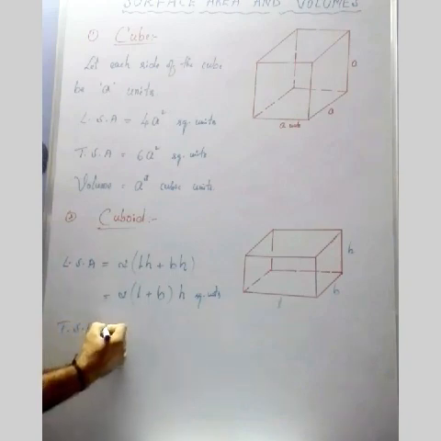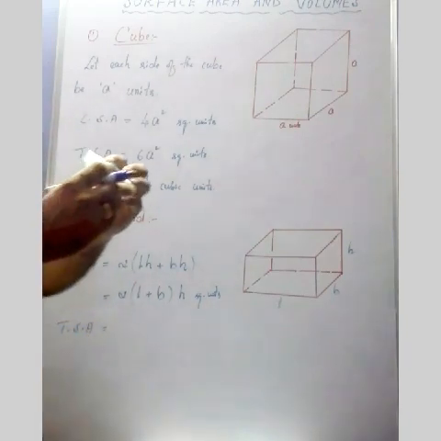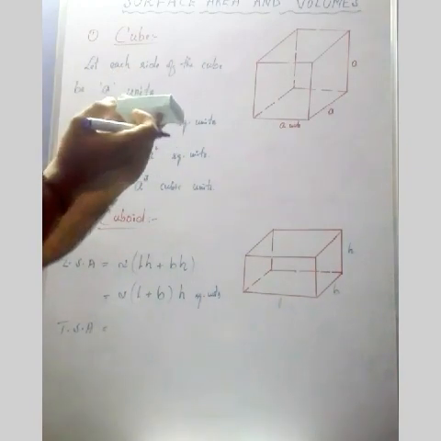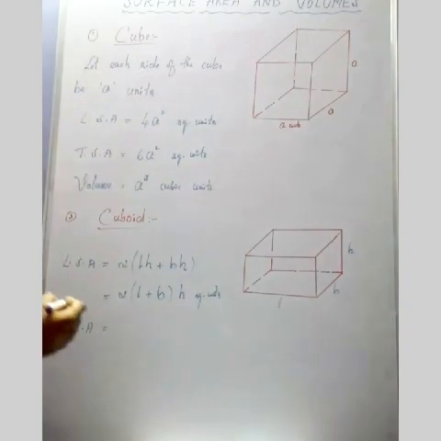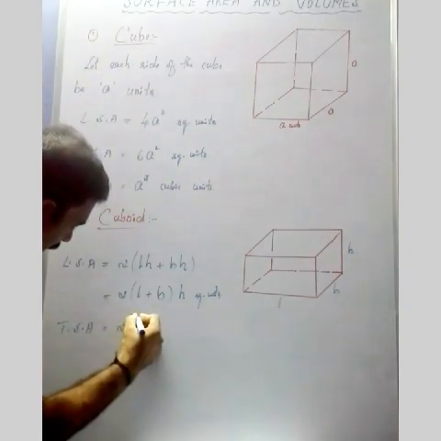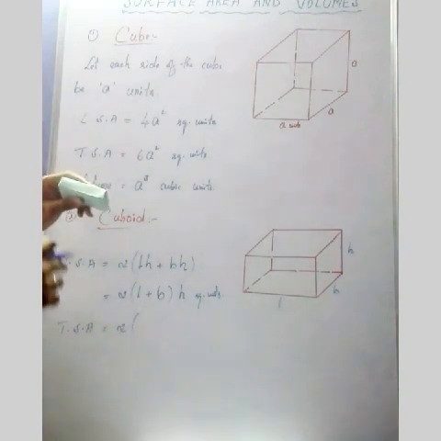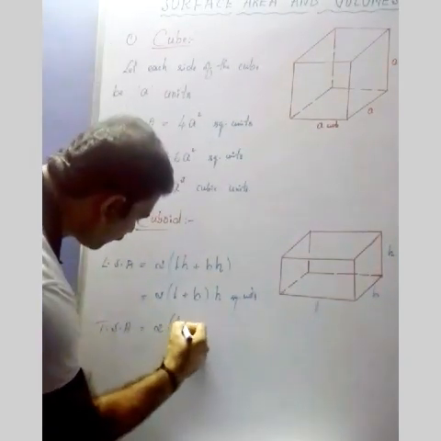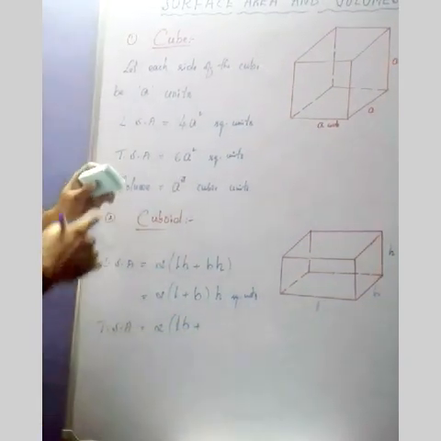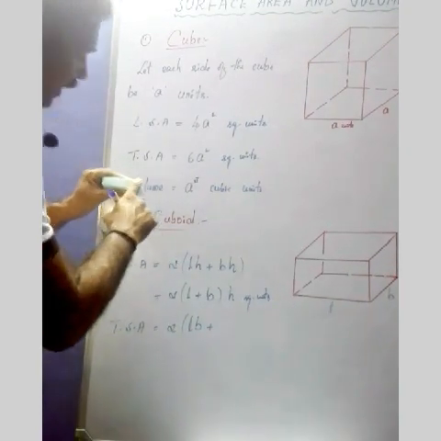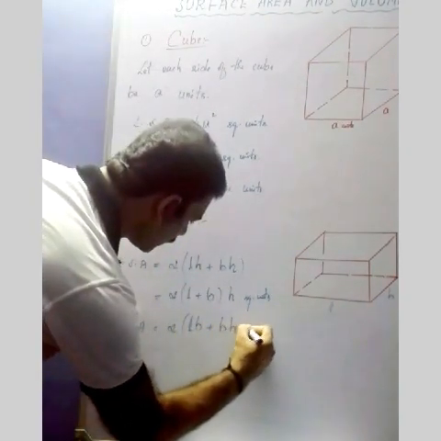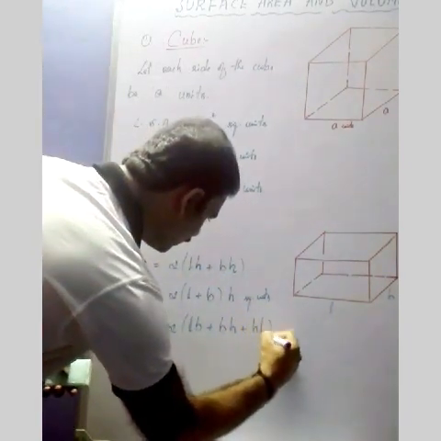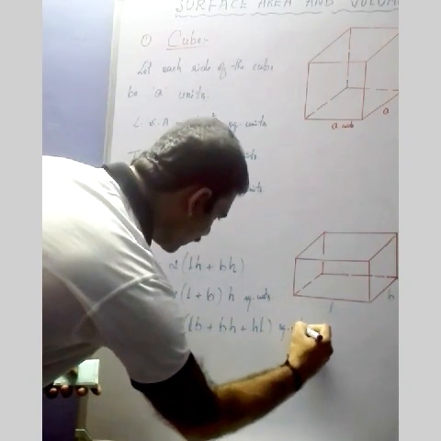Now, the total surface area of a cuboid. There are 1, 2, 3, 4, 5, 6 faces. We know that opposite faces are identical. So, total surface area equals length into breadth, that is the top, plus breadth into height, plus length into height, all into 2, square units.